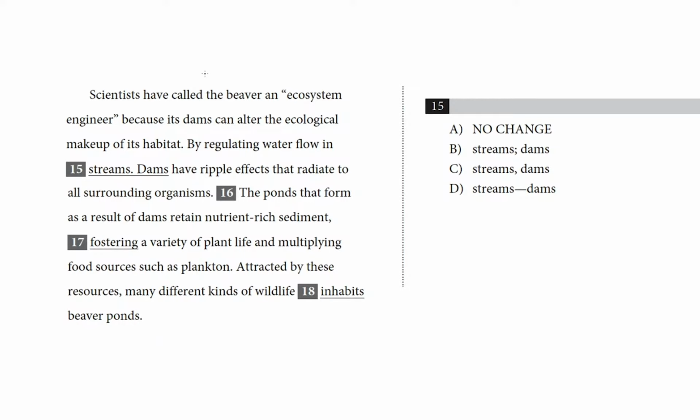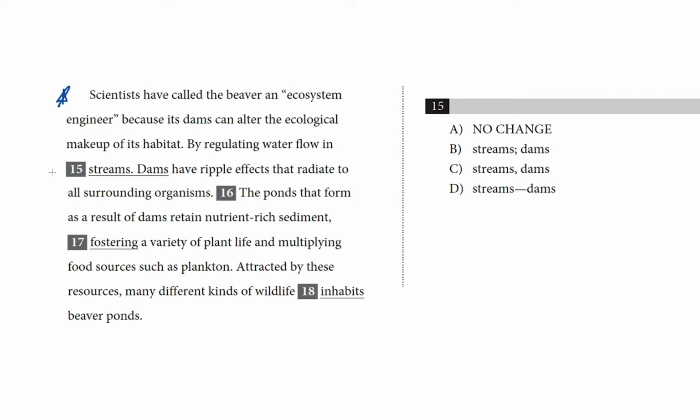We are looking at question 15 in this passage about beavers. I'll start at the beginning of the paragraph, right up here. In general, it's a good idea to start back a sentence or two when looking at a text-based question in case there's useful context to pick up along the way. So, scientists have called the beaver an ecosystem engineer because its dams can alter the ecological makeup of its habitat. By regulating water flow in streams, dams have ripple effects that radiate to all surrounding organisms.